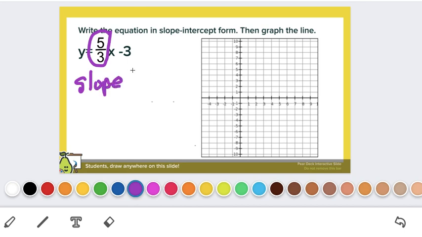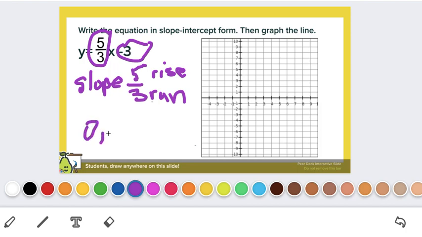So it's positive. I got a 5, which is my rise. And my run is 3. Our y-intercept happens to be 0, -3. So we just need to put that together, right?